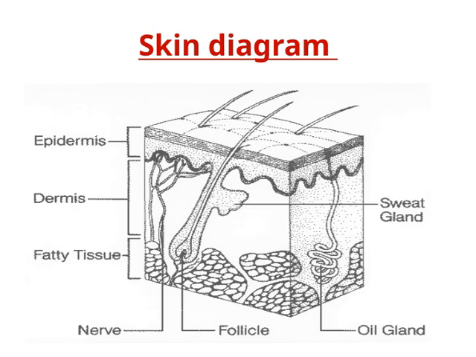Let's take a closer look at this skin diagram. As you can see, the skin is a complex and vital organ composed of multiple layers. The outermost layer is the epidermis, which acts as a protective barrier against environmental damage and helps prevent water loss. Beneath that is the dermis, a thicker layer rich in collagen and elastin fibers, which provides strength and flexibility. The dermis also contains important structures like blood vessels, nerve endings, hair follicles, and sweat glands.